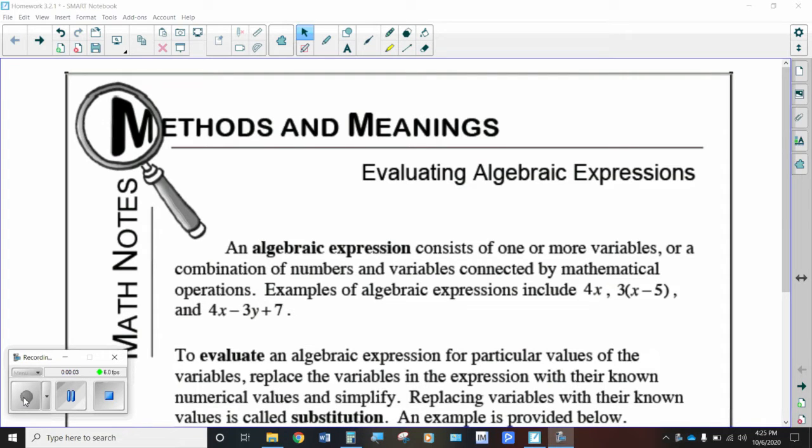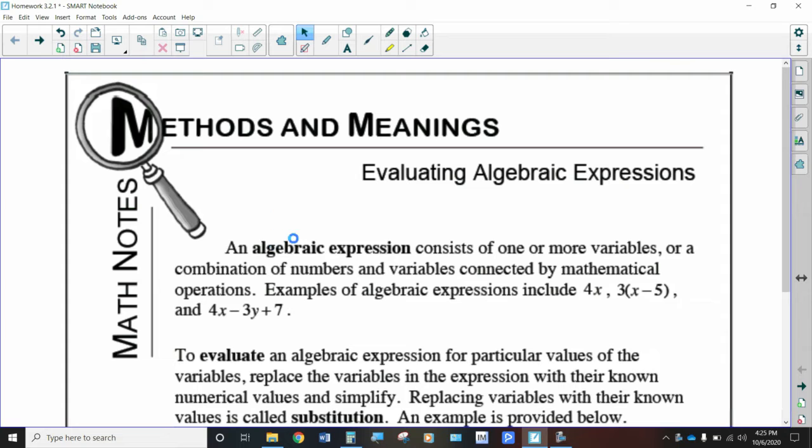All right, let's take a look at our homework for lesson 3.2.1. We've got some M&Ms here for evaluating algebraic expressions. So in our last M&Ms, we were talking about numerical expressions and the order of operations.